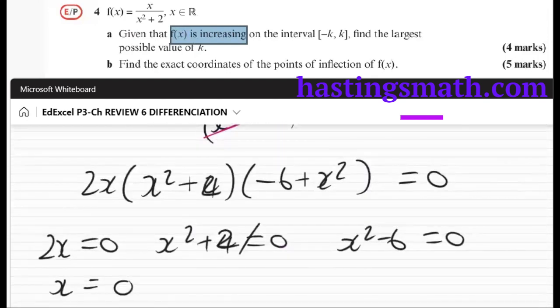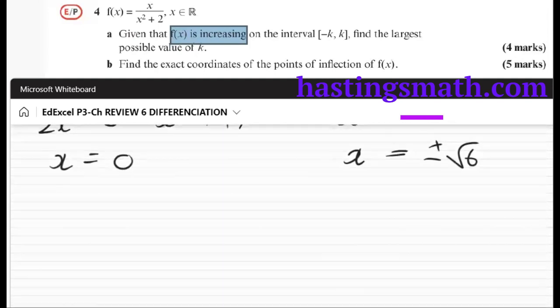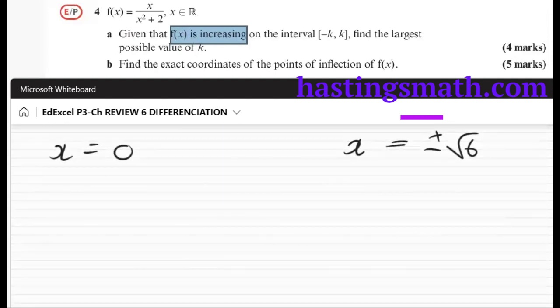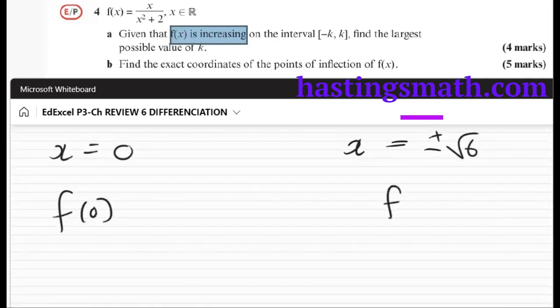This won't work because negative 2 can't be squared. So we already can cancel that one out, but 6 works. So plus minus root 6. Okay. So we have 2 options that we can check. How do we check this? Well, sub it back into y. So we do f of 0 and we do f of plus minus root 6. And we check the answers.